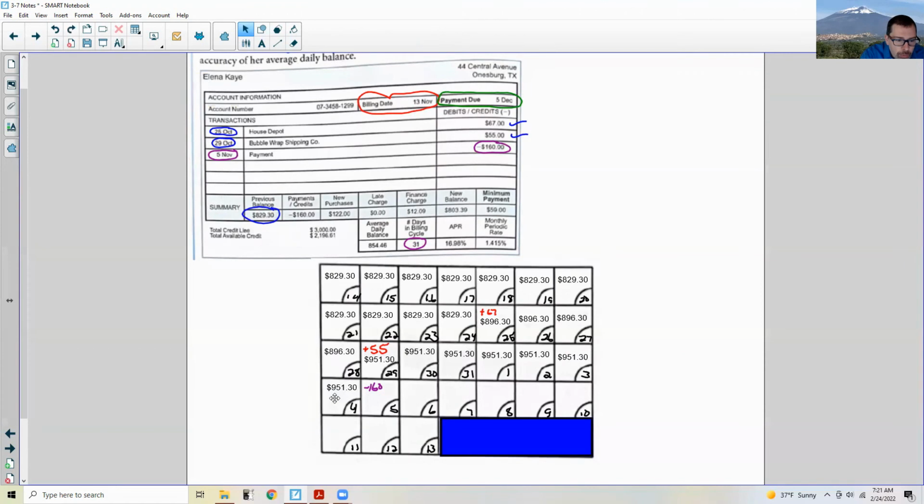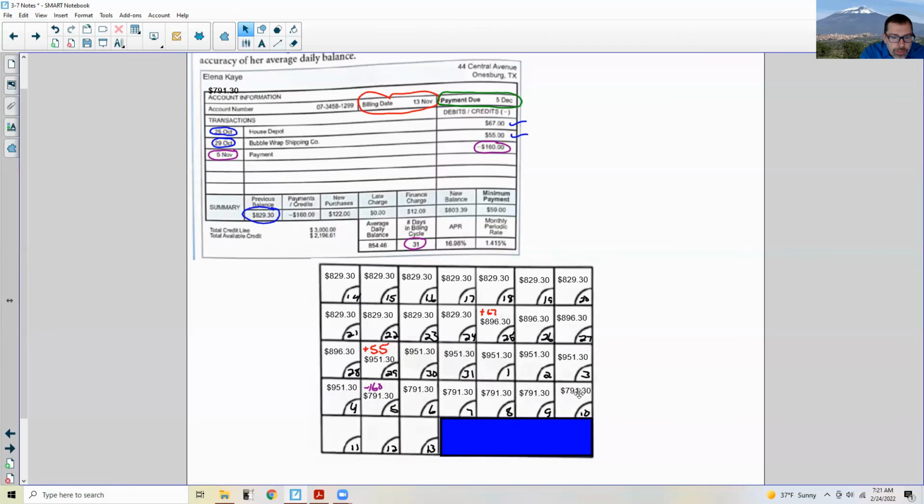But then if I subtract $160 from $951.30, it's going to be $791.30. So I'm going to bring this here and change it to $791.30. Okay, and now the balance does not change ever again. So I'm just going to copy this and paste it 1, 2, 3, 4, 5, 8 times. And then bring these in and fill it in. So it's $791.30 daily balance. Average daily balance does not change anymore.